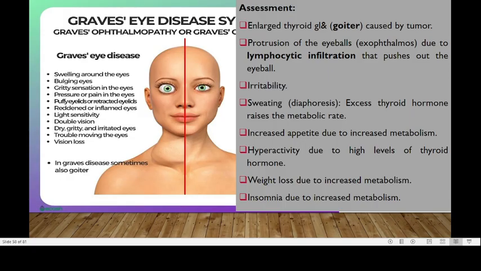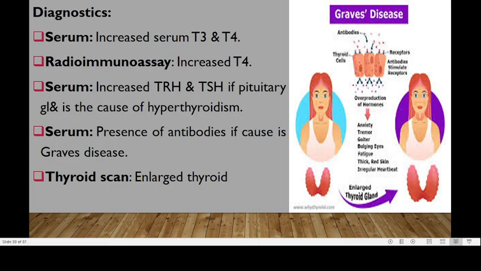In terms of assessment, you have an enlarged thyroid gland, the goiter caused by the tumor, protrusion of the eyes, referred to as exophthalmos, due to lymphocytic infiltration that pushes out the eyeball, irritability, sweating, that's diaphoresis. Excessive thyroid hormone raises the metabolic rate, and that's why I explained the sweating. Increased appetite due to increased metabolism, and hyperactivity due to high levels of thyroid hormone. Patient could also experience weight loss due to increased metabolism and insomnia.